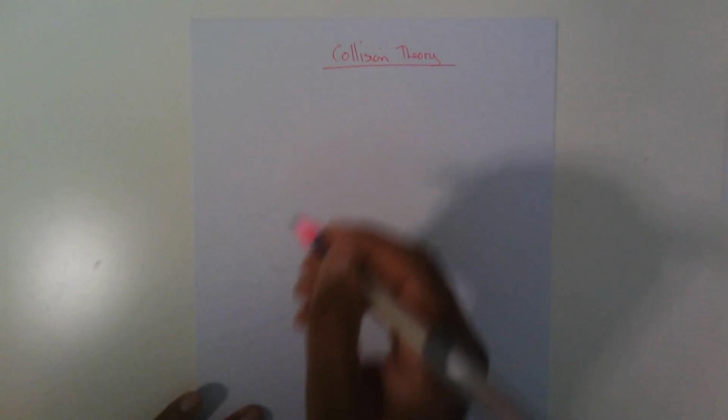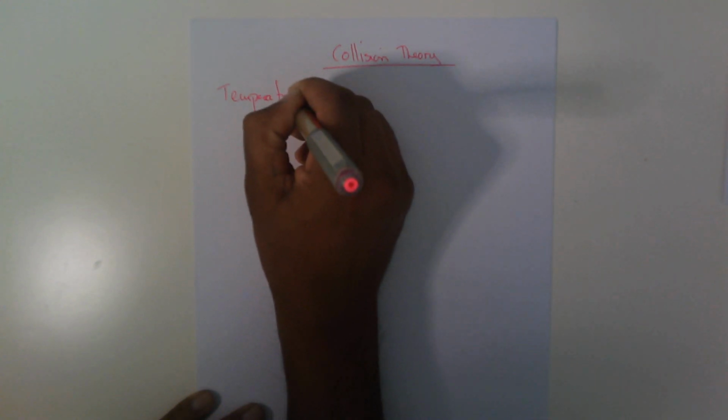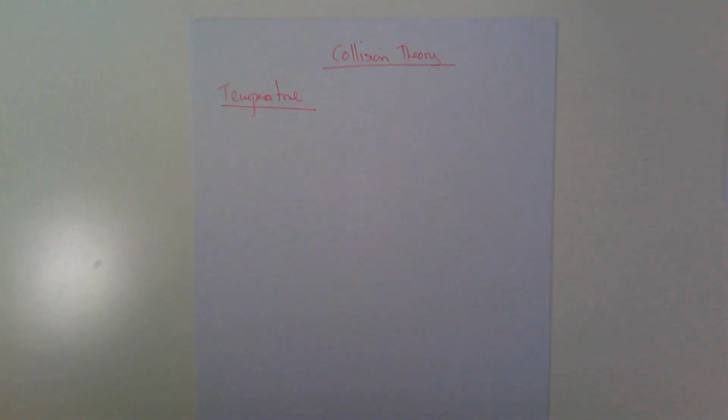Right, so the collision theory is a very common set of questions that come up nearly every year, and it focuses on the four different variables that can affect the speed of the reaction, of any reaction. Right, so let's look at temperature to start off with. So how does temperature affect the speed of a reaction?